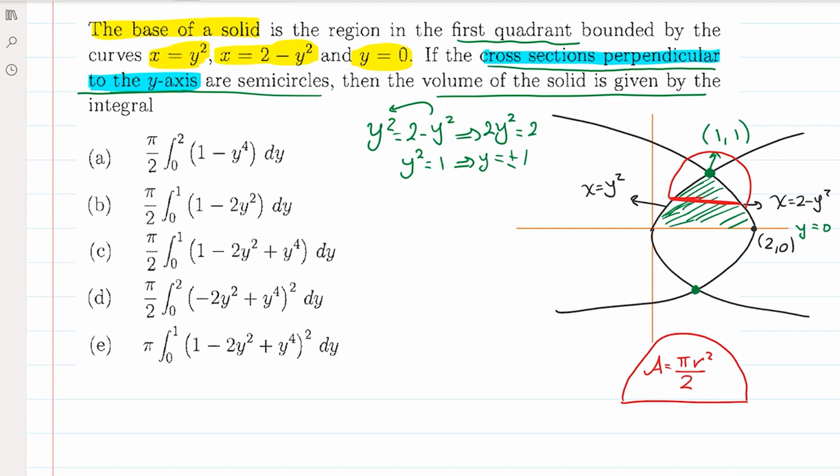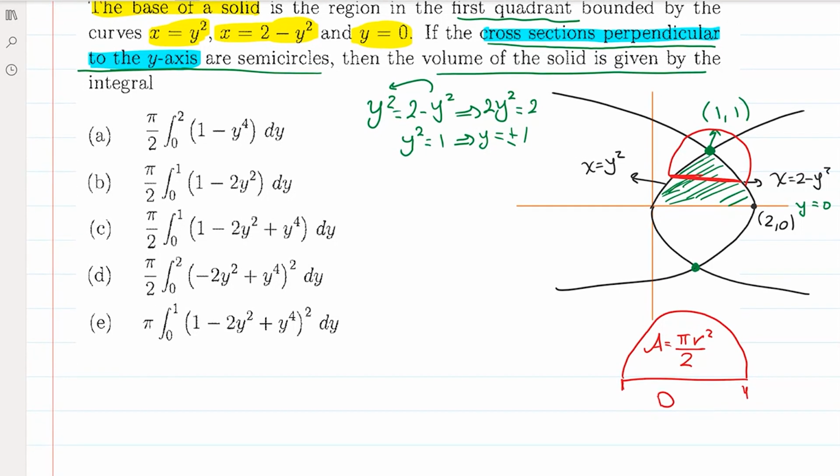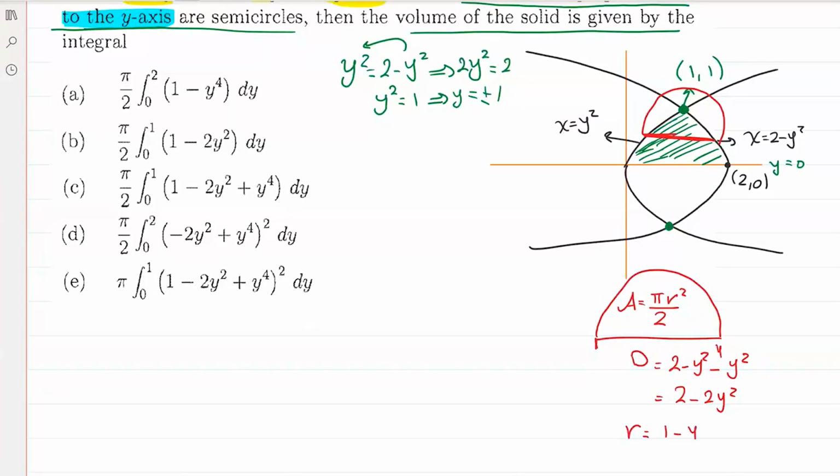Note that this distance from here to here will be the diameter. So what will the diameter be? It will be the distance from the right function to the left function in terms of y. So the diameter will be 2 minus y square minus the function on the left, which is y square. So the diameter will be 2 minus 2y square. Now, what is the radius? It will be 1 minus y square. This is the radius. Is that clear?